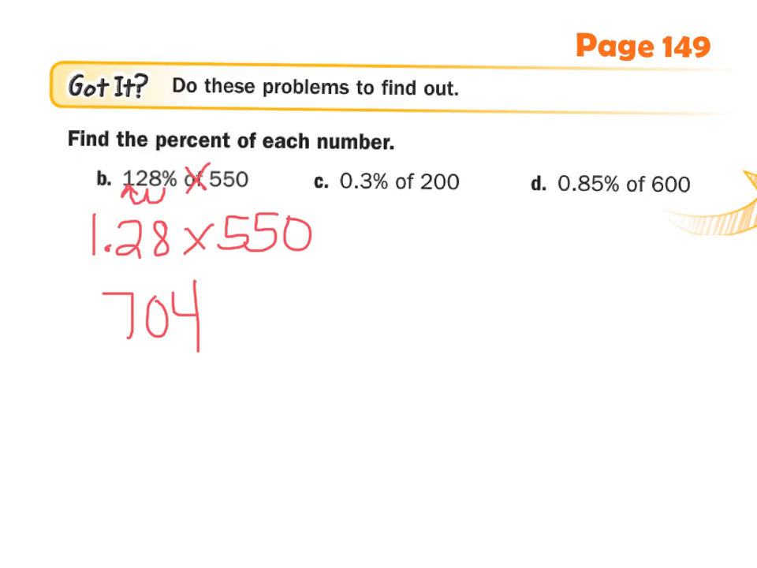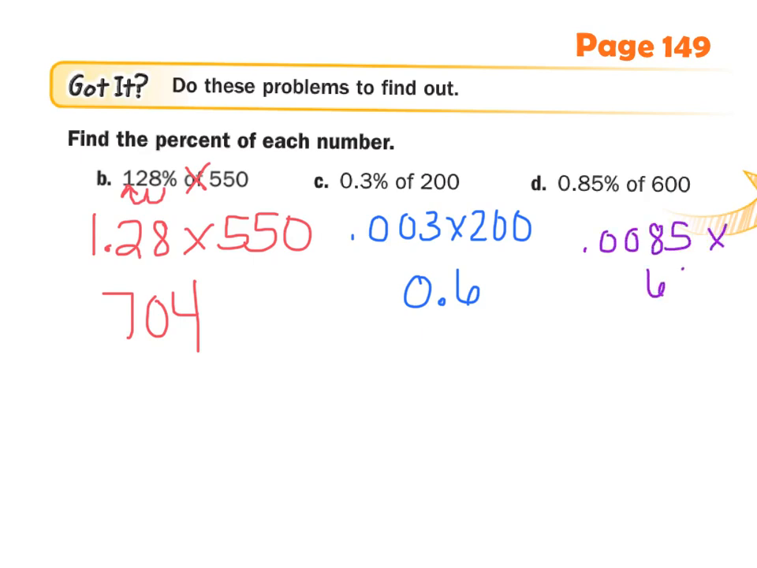All right, if you change this to a decimal, 0.003 times 200 gives me 0.6. That's for letter C. And letter D, 0.0085 times 600 gives me 5.1. It's a really small amount. It's less than 1%, so that makes sense.